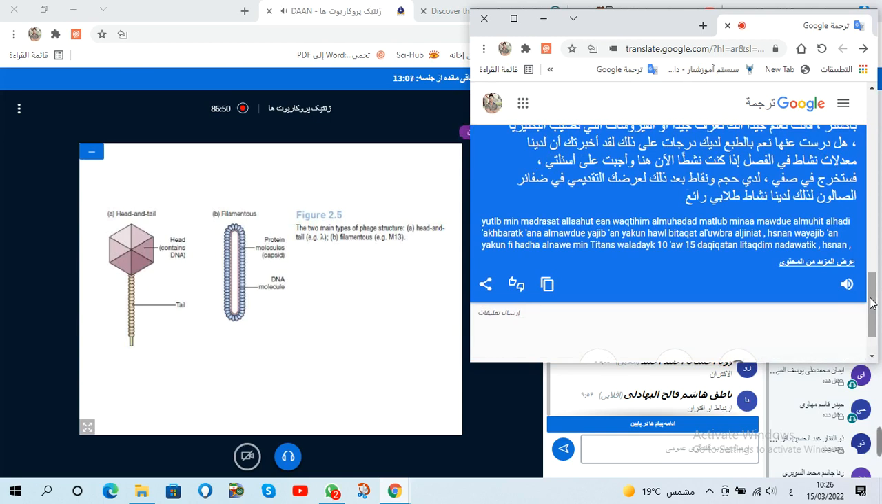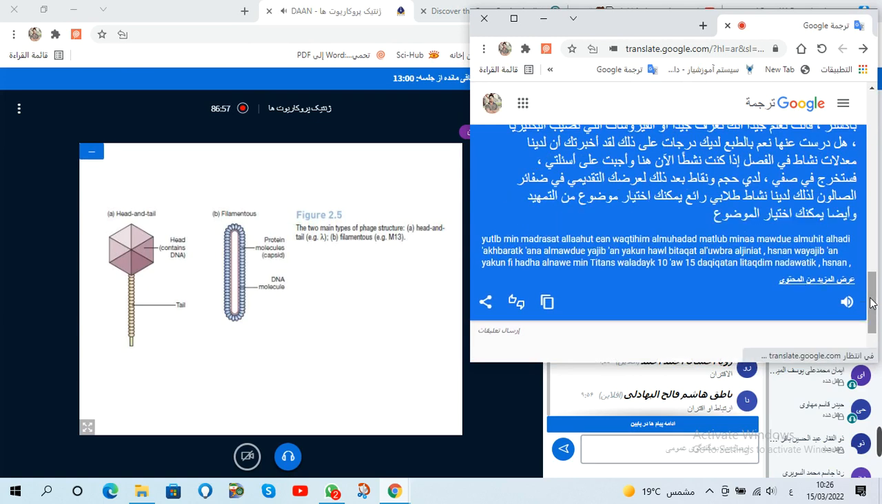You can choose a topic from the book, and also you can choose a topic from articles.